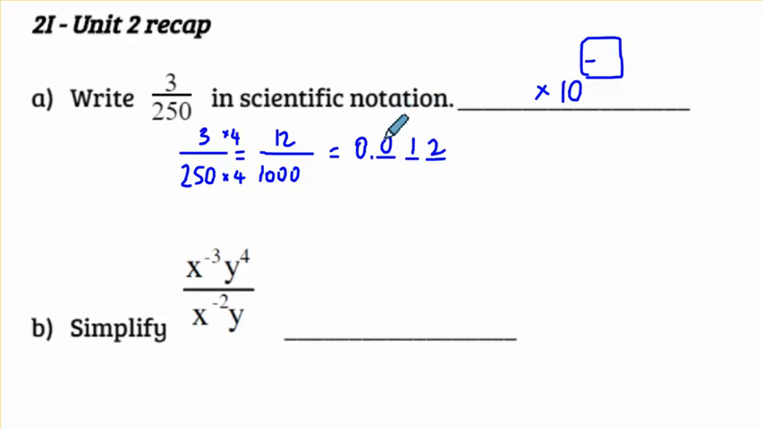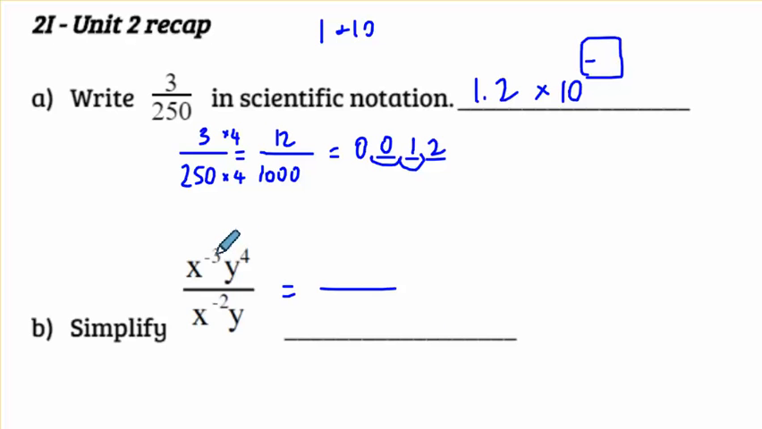Now I can't have it like this because the number needs to be between 1 and 10. So we're going to need to move this decimal not once, but twice. So we wind up with 1.2, and I'm going to let you fill in this box here, but remember, we moved the decimal twice. Coming down here, let's go ahead and move things that we want to move.